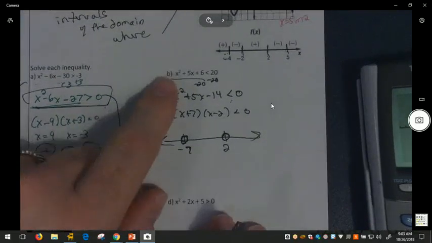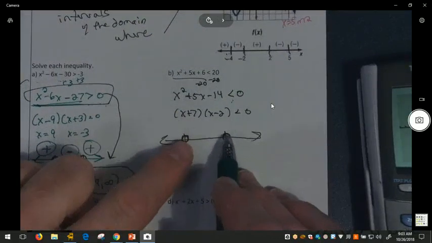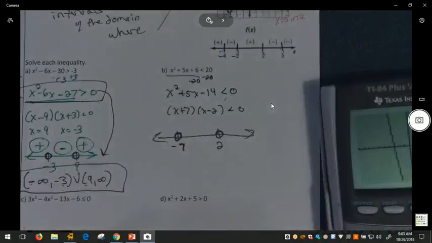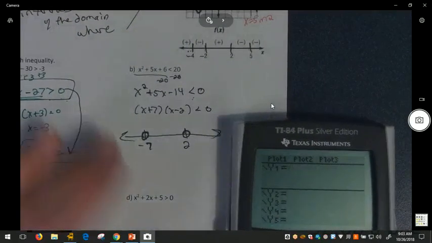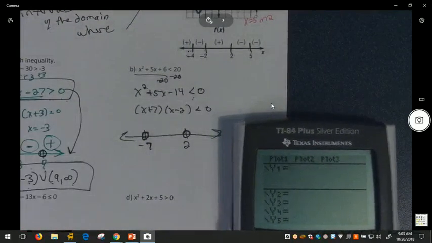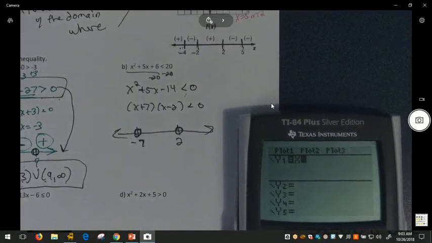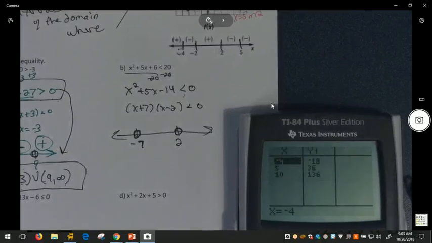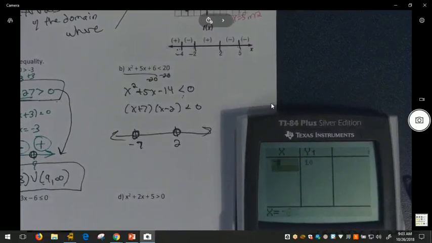I know that this graph opens up, and since it's a quadratic, I kind of already know what happens. It's going to open up from here, and it's going to be negative here. But maybe I didn't know that going in. So I'm going to show you how to do the sign chart because some of our functions won't be that obvious. So we have x squared plus 5x minus 14. Put in the graphing calculator. I put in negative 7 and 2 to verify that they're zeros. I put in negative 8, 1, and 3.